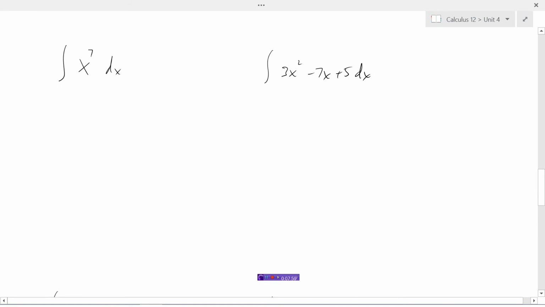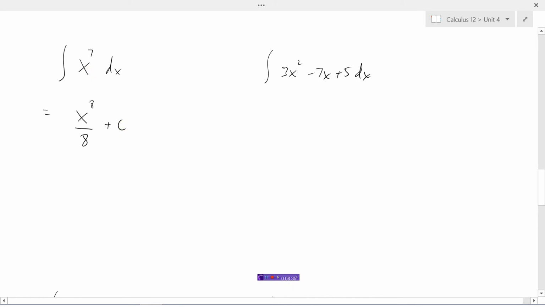Let's look at some examples here now. The integral of x to the power 7 dx, well, we know that we would add 1 to the exponent and divide by the exponent, plus c. So a very simple one. And we can check our answer by taking the derivative. So 8x to the power 7, but the 8's would cancel out, so that would just leave us with x to the power 7. And the derivative of a constant, of course, is 0.